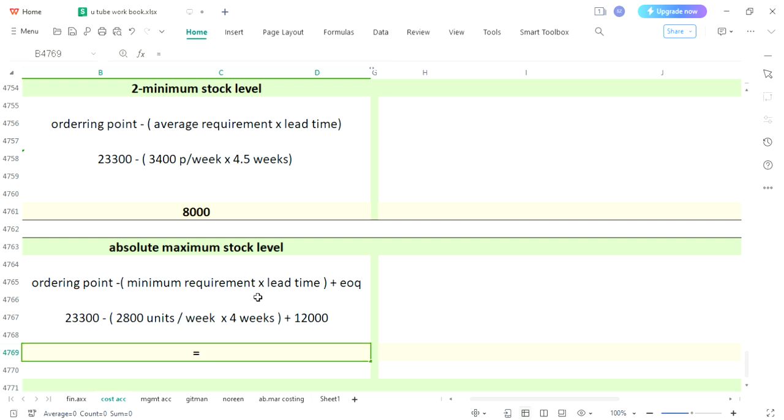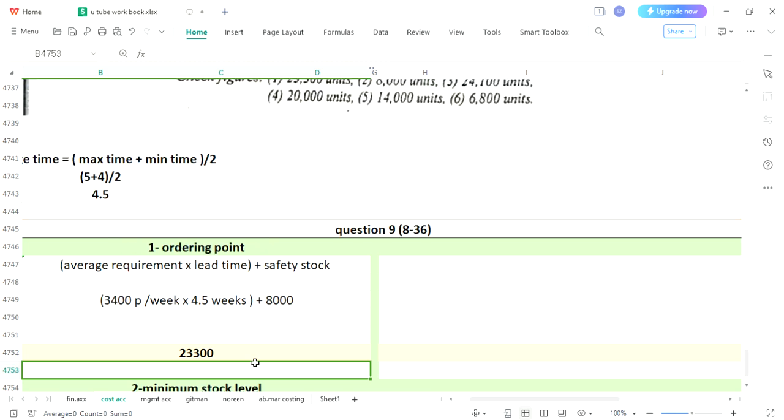It's time to put it on calculator, 23300, then subtraction, bracket start, 2800 multiply by 4 bracket closed, then add how much? 12,000. So guys, in this way we have completed our formula. 2800 multiplied by 4 plus 12,000. So we have got it 24100.